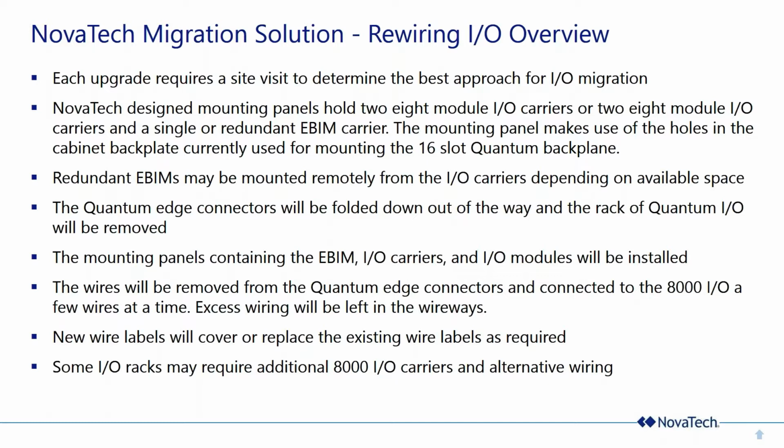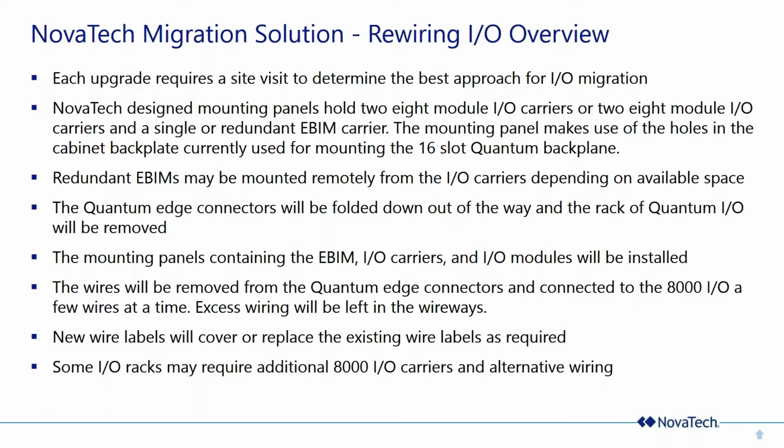We basically are going to go in and we're going to fold down the Quantum edge connectors, get them out of the way. We're going to pull out the Quantum I/O rack and all the modules. We're going to put in that panel with the 8000 I/O on it. We're going to put in a panel with the E-BIM on it, the network switches and the other things. Replace 12 and 20 volt power if necessary. We'll then go start wiring the Quantum edge connectors, and we'll take a few wires off of the edge connector at a time, wiring to the FTAs on the 8000 I/O.